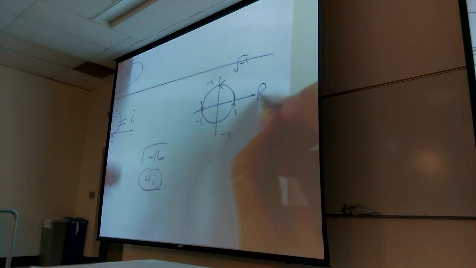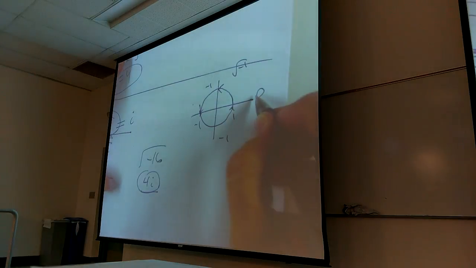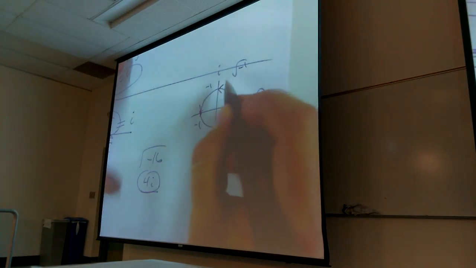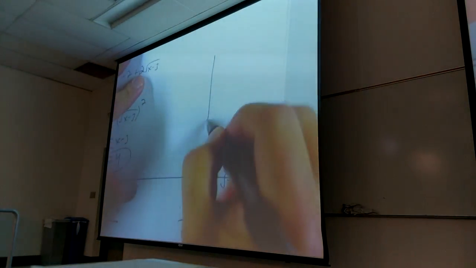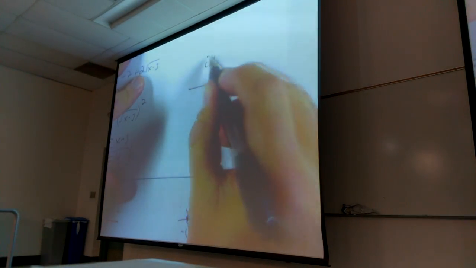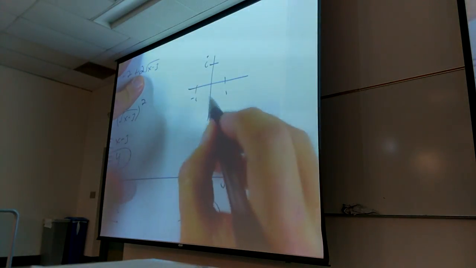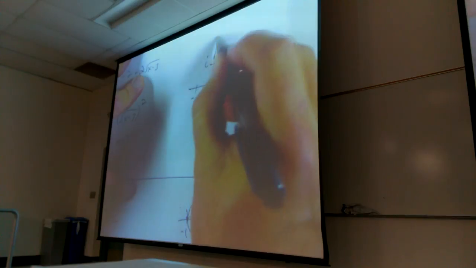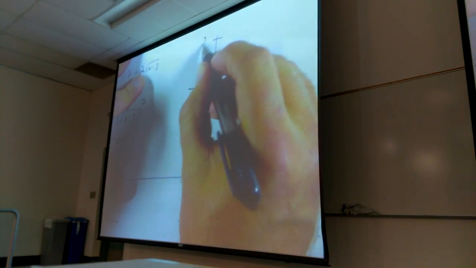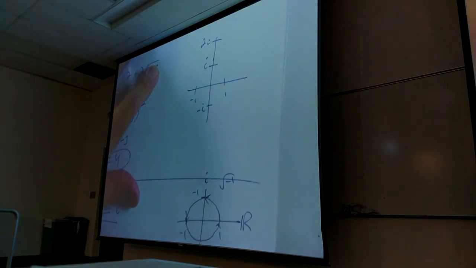This is the real numbers. This is the imaginary numbers. So this right here, let me draw this again. This here would be i. So what's down here? -i. So what would this be? 2i. Isn't that crazy? Okay, so that's the imaginary axis.